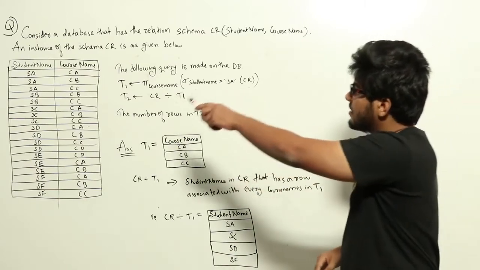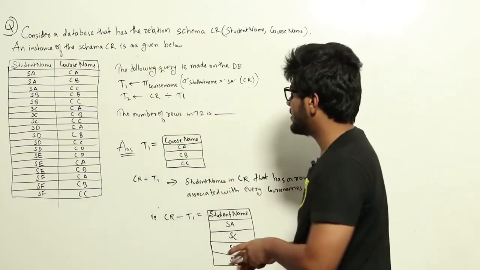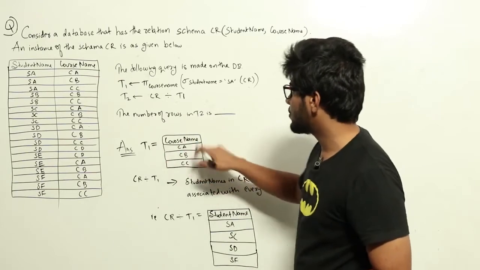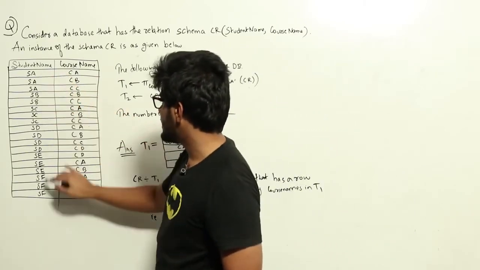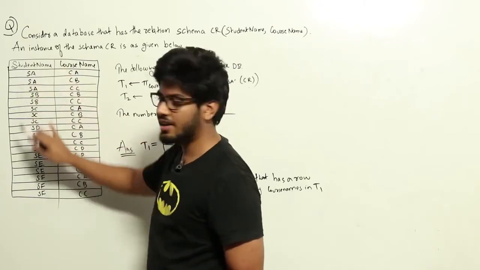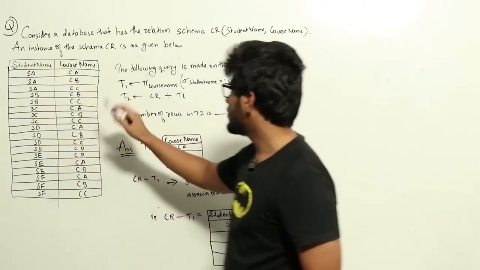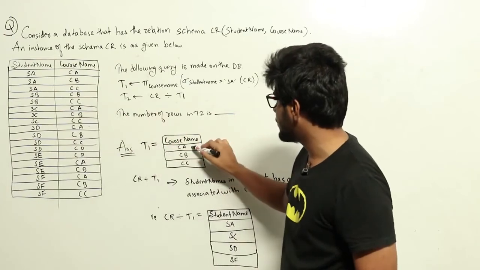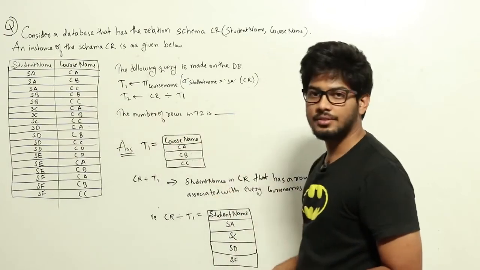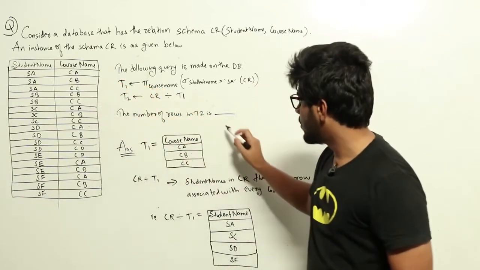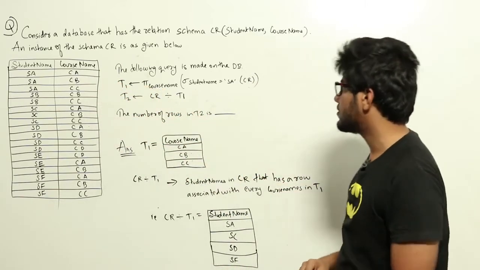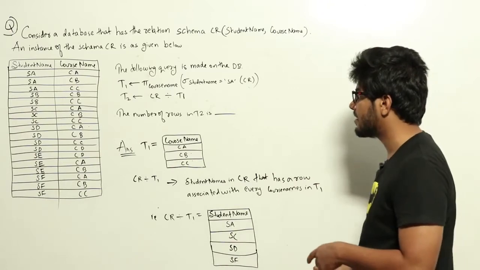So when we are doing that, the table is divided by this table, which has only the column course name. When we are dividing this by this, it will mean all the values of the student name column, all the student names which have a row associated with each of the rows in this table. Meaning each student name that is associated with all CA, CB and CC. So let us look at which student names are there.